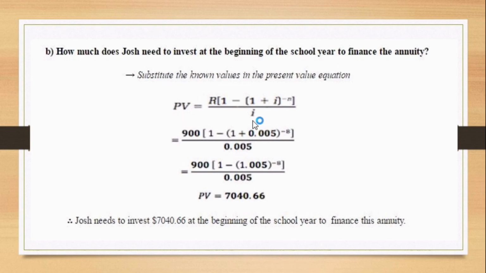As we just learned the formula for present value, we can simply sub the known values into the equation, because we know R, we know i, and we know n. After doing so, we can evaluate the equation and we find that the present value is $7,040.66. Therefore, Josh needs to invest $7,040.66 at the beginning of the school year to finance this annuity.